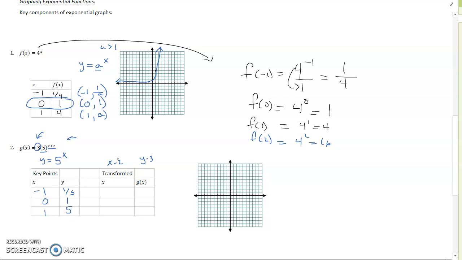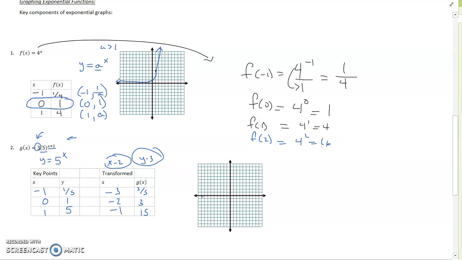Now we're going to transform these. We're going to shift it left 2, so we're going to move those x values to the left 2. So it's now going to be -3, -2, and -1, because we moved all of these points to the left 2 places. And we're going to vertically stretch those y values by a factor of 3. So this is going to be 3/5. This is going to be 1 times 3 is 3, and 5 times 3 is 15.